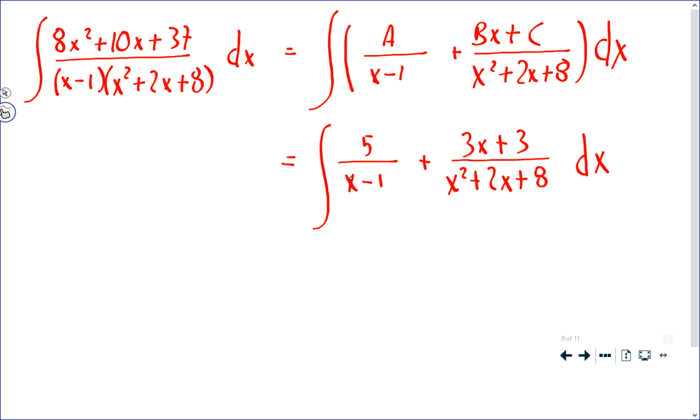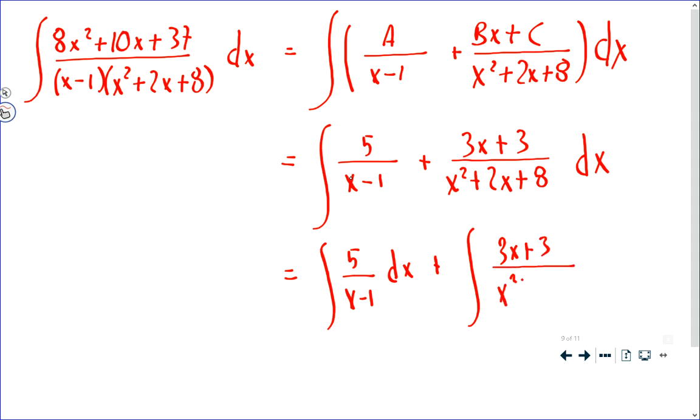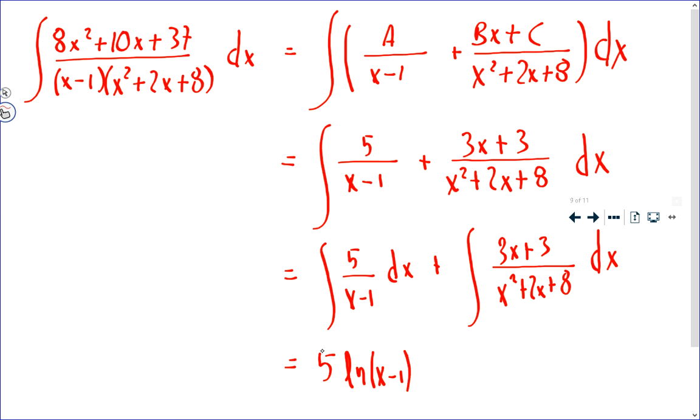Now, I'm going to choose to write this now as the integral of 5 over x minus 1 dx plus the integral of 3x plus 3 over x squared plus 2x plus 8 dx. The antiderivative of 5 over x minus 1 is 5 ln x minus 1. Now there are a couple of things you could do to anti-differentiate the integral 3x plus 3 over x squared plus 2x plus 8.